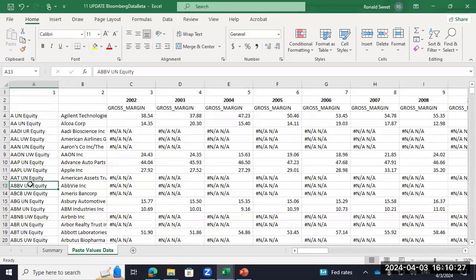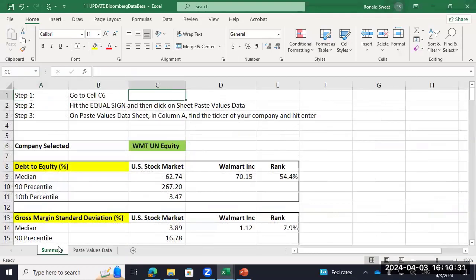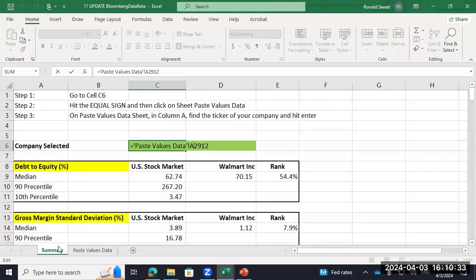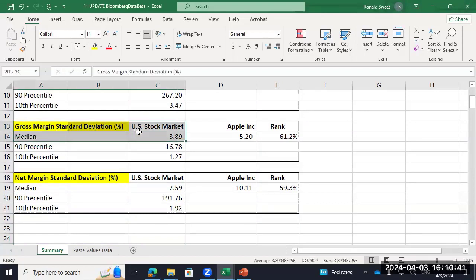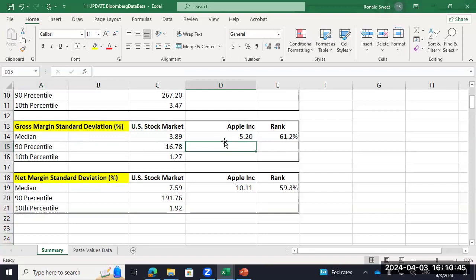So let's go find the company. Let's do Apple, line 11. So let's do Apple. You have to be real careful on paper 3. This is not their gross margin. Apple would die with a gross margin of 5.2%. This is the standard deviation of the gross margin.